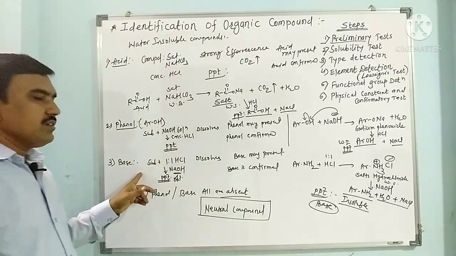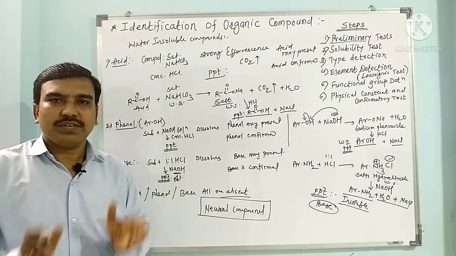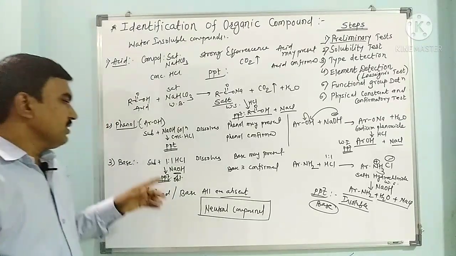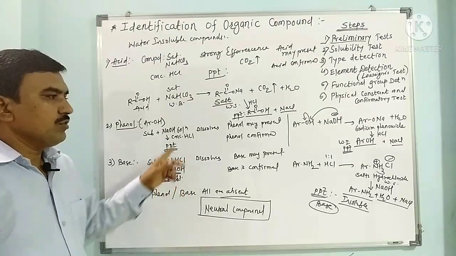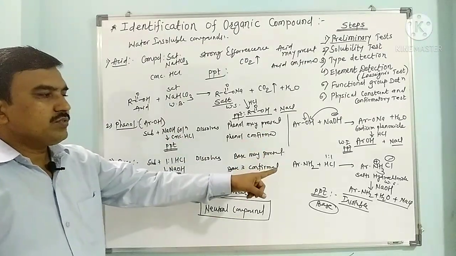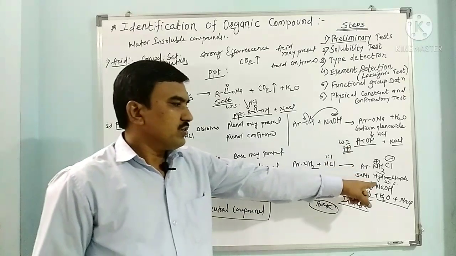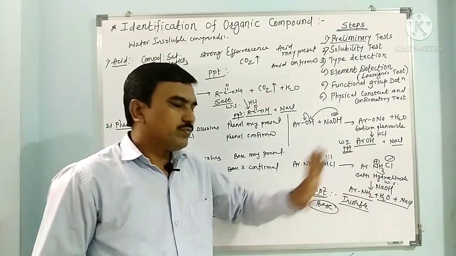When the base is there, bases are amines. It can be aromatic amines, it can be aliphatic amines. So the amines are dissolved in HCl, forming hydrochlorides, and the hydrochloride salt is water soluble. We can add NaOH to decompose that salt and we get free amine.